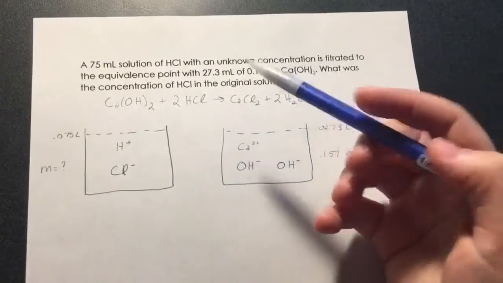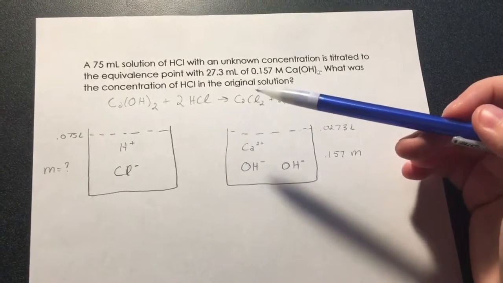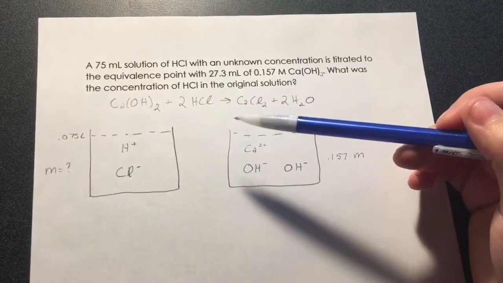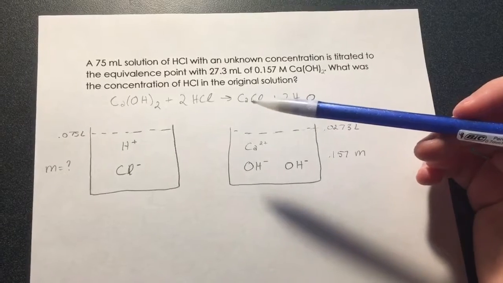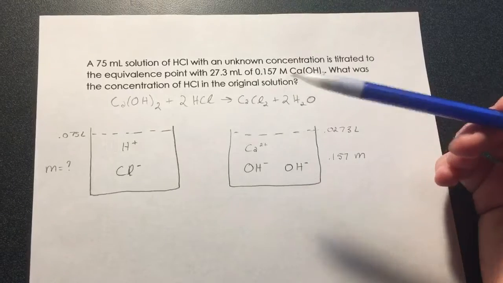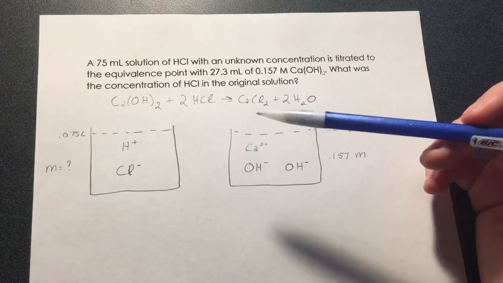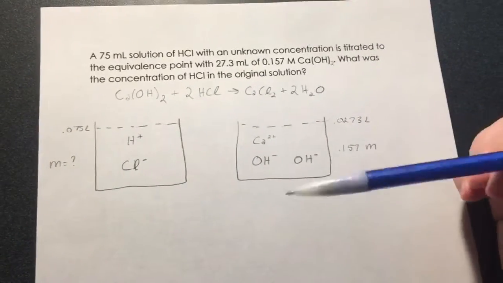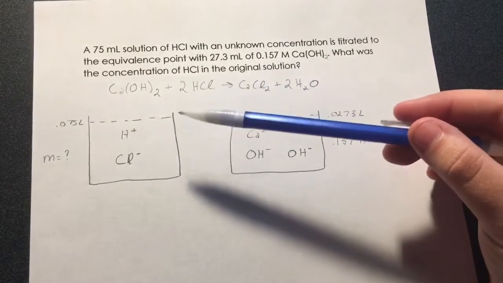So the problem we have here is a 75 milliliter solution of HCl with an unknown concentration is titrated to the equivalence point with 27.3 milliliters of 0.157 molarity Ca(OH)2. What was the concentration of HCl in the original solution? Okay, so basically what we're trying to do here is find out the concentration of HCl.